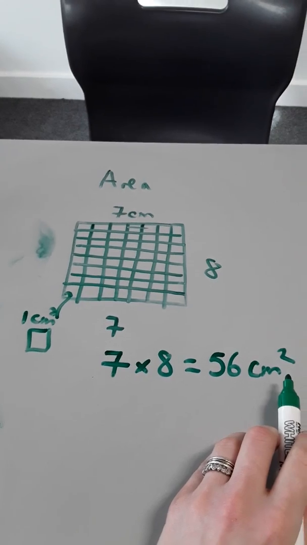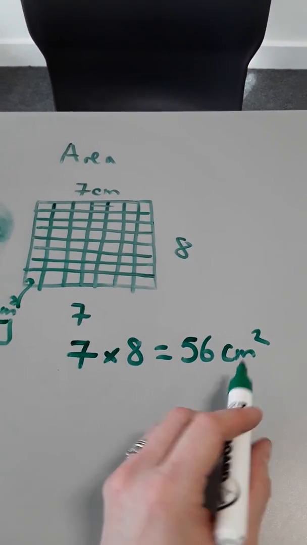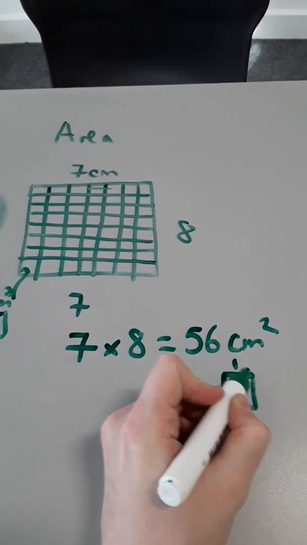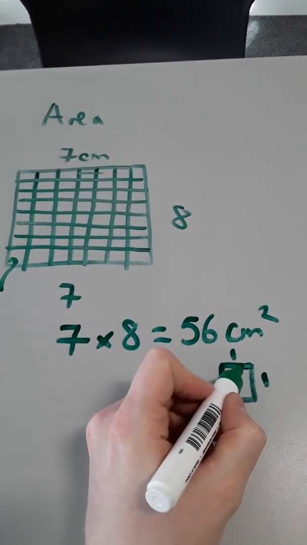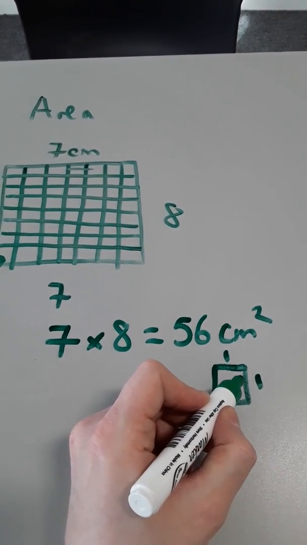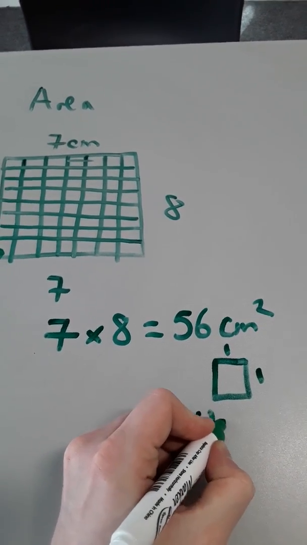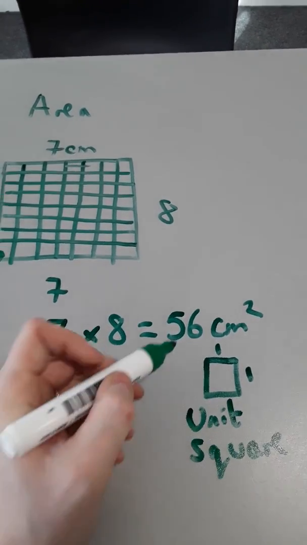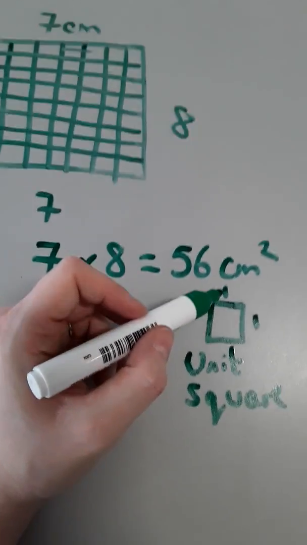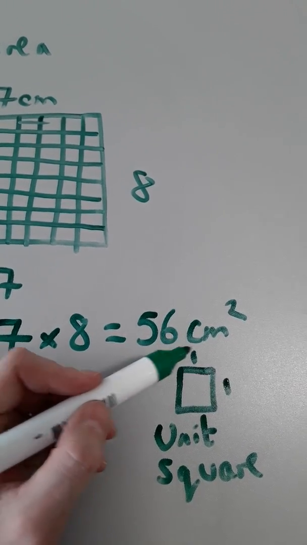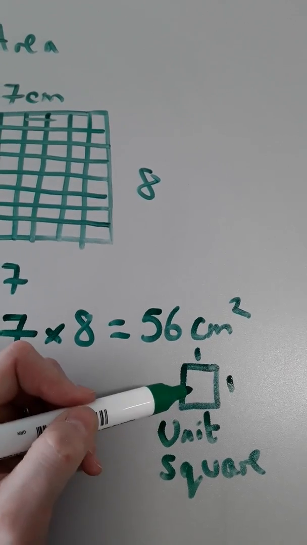And why it's called centimetres squared is because everything is described in a centimetre by a centimetre as a square. So if we're working out the area, this is called a unit square, because it's a square with a side of 1 and all sides being 1.